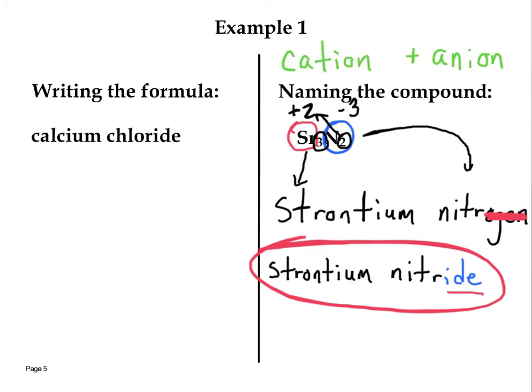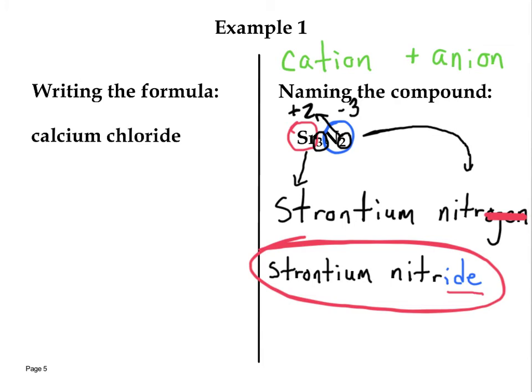Basically what that says is the cation is going to come first in the ionic substance. The anion is going to come second in the ionic substance. Cations are always positively charged. Anions are always negatively charged. So my positive charge is always going to be first. My negative charge is always going to be second.